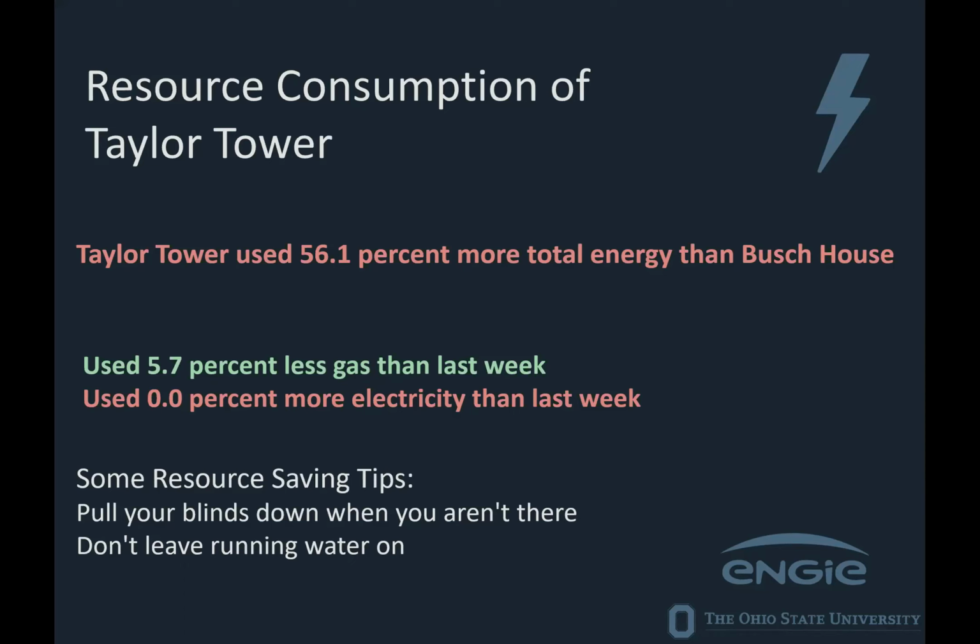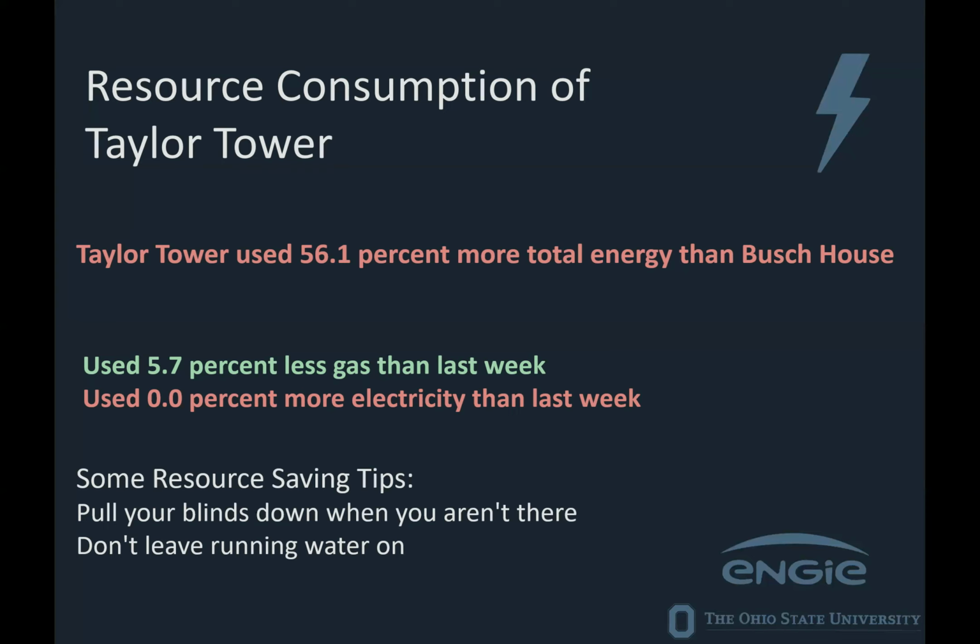And what we created is a Python code that can create a PowerPoint of any building, dorm or non-dorm, and compare the current week's value to the previous week's value of how more or less they're using of a certain resource. As you can see, this example is using Taylor Tower.